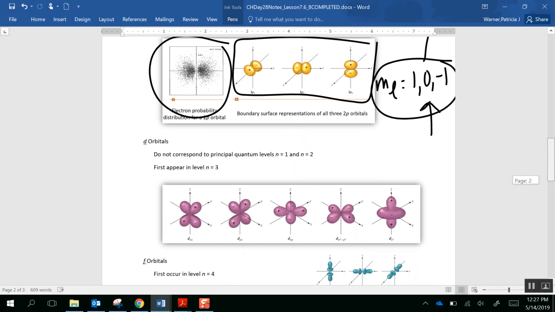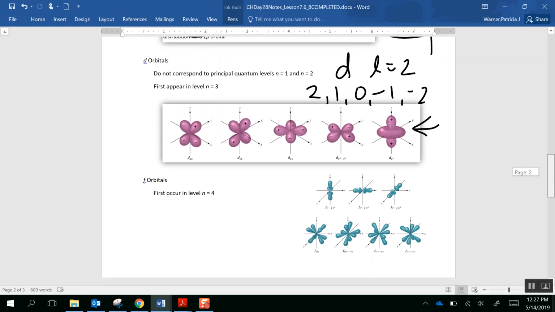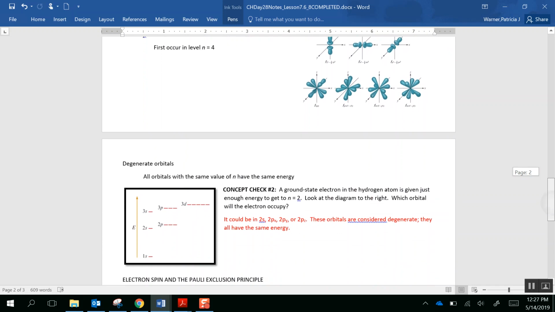d orbitals. d is when L equals 2. So 2, 1, 0, negative 1, negative 2, 5 different orientations of orbitals. You don't see d orbitals until you get to n equals 3 because you can't have an L value of 2 until that time. And then f orbitals occur when n equals 4.